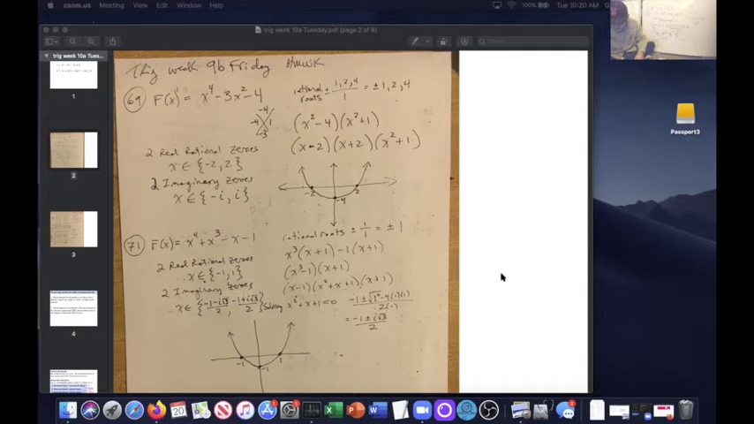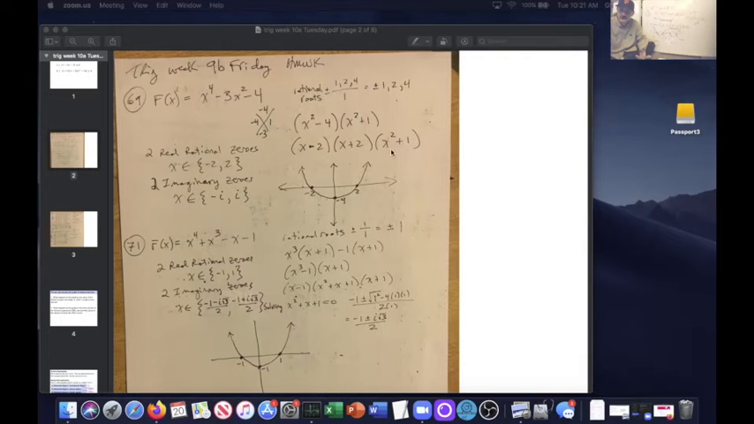Okay, so here, kind of similar to what we just did, you can factor these too, so you don't need to use the synthetic division table. So you can get all the roots or zeros or x-intercepts. Those are the same thing. Roots, zeros, x-intercepts. Those refer to the same thing.